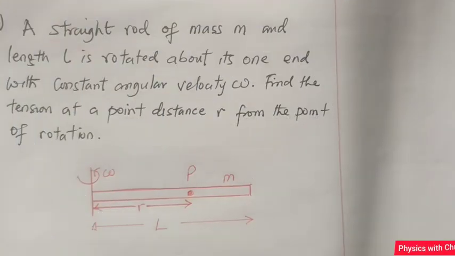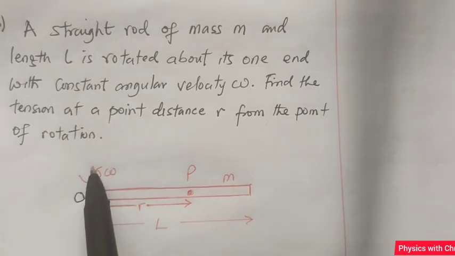Okay, we look at this third case. We have a straight rod of mass M and length L that is rotated about one of its ends with a constant angular velocity. You have to find the tension at the point distance r from the point of rotation. I call that point O.